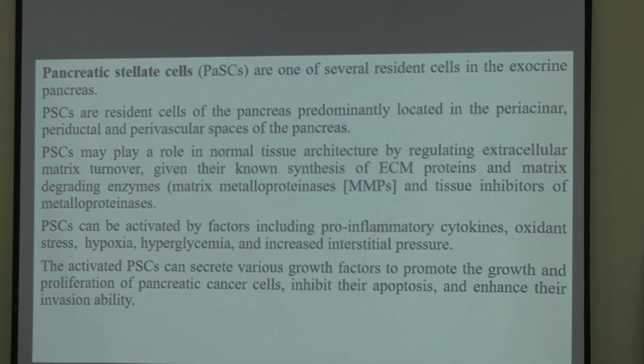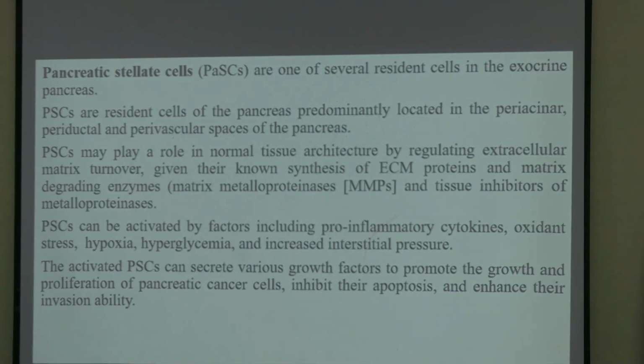Now what is the main function? This will maintain the normal tissue architecture. Pancreas का जो normal tissue architecture है, that is maintained by this particular type of cells. The main function is they synthesize the extracellular matrix protein, matrix degrading enzymes, and tissue inhibitors of metalloproteinases. These are secreted by these particular cells. Like this it is maintaining the tissue architecture.